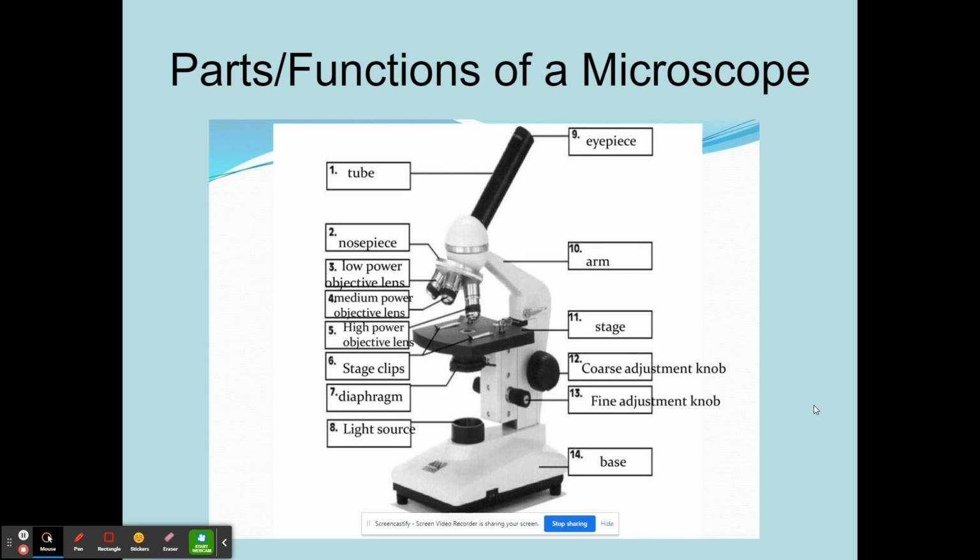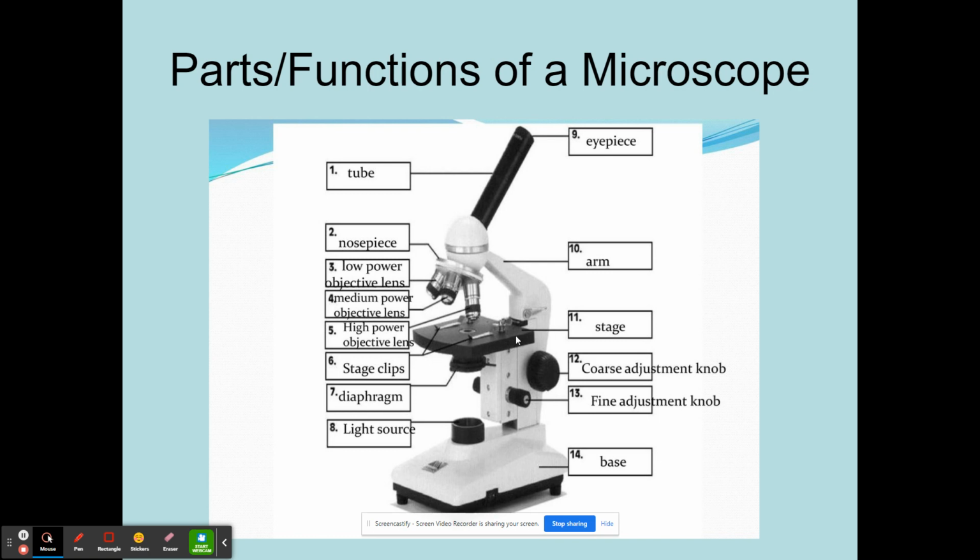But we have to go over what the parts are. So you see the eyepiece, the tube, sometimes called the body tube, the revolving nose piece, which is here. I think of a revolving door for that one. You have low, medium, and high power. Low is the smallest one, medium is in the center, and then high power is the largest.